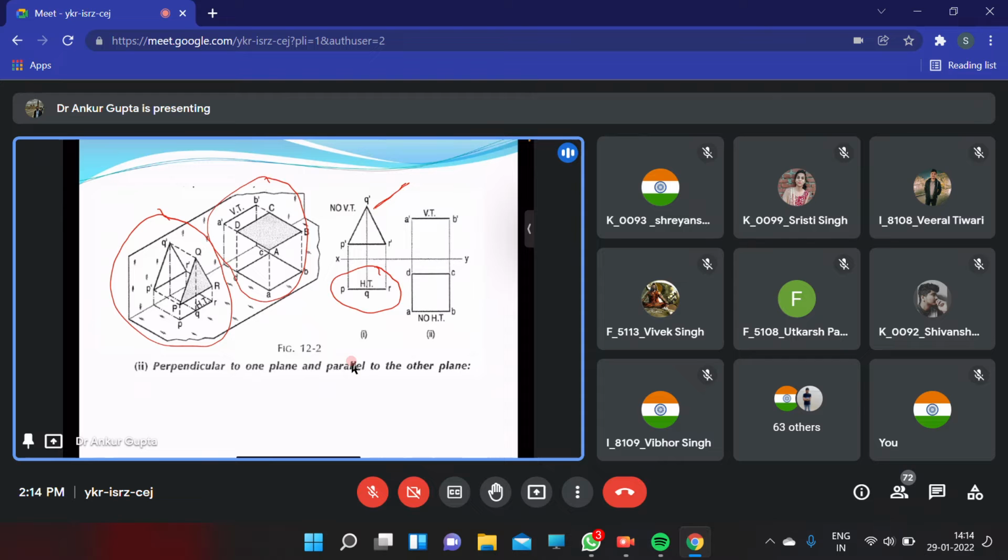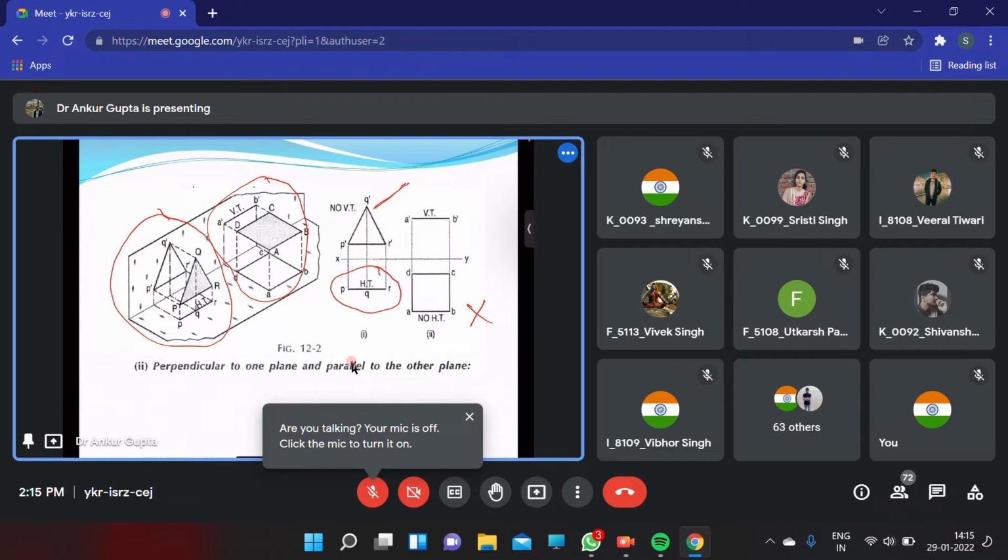Similarly, see this second case. यहाँ पे क्या हो रहा है? It is perpendicular to the vertical plane and parallel to the horizontal plane. So you will not get any horizontal trace in this case, right? तो एक चीज क्लियर है, अगर पैरेलल है किसी भी प्लेन के तो हमको उस पे ट्रेसेस नहीं मिलने वाले हैं. Is it clear? Yes, sir. Okay.